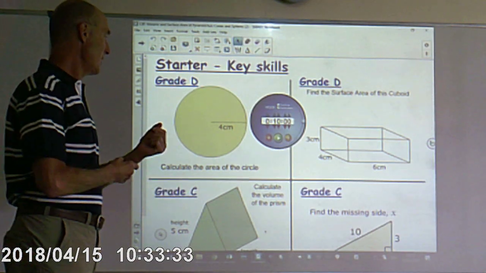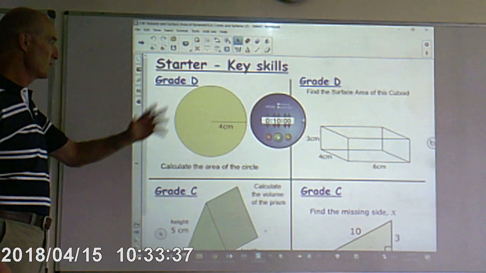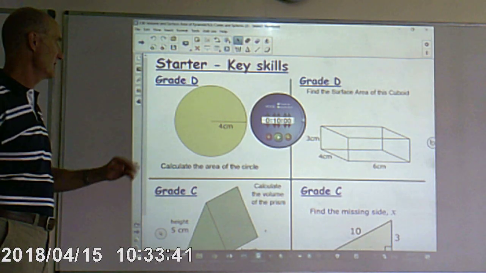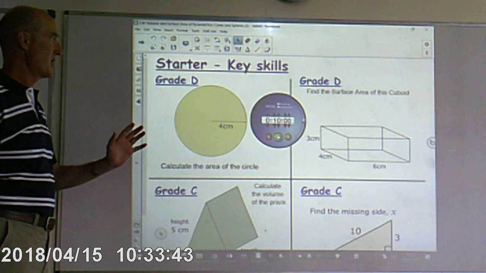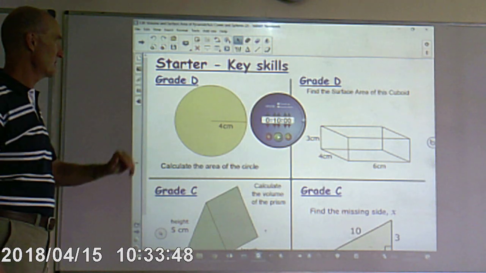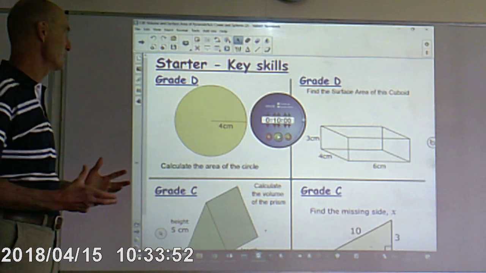Morning Year 10, a little bit of a different starter today. Just a little bit of revision about some of the bits and pieces we've been looking at over the last couple of weeks, and something a little bit of a curveball for you, something that we haven't looked at at all, just as a bit of a reminder of something else that you should have seen before.